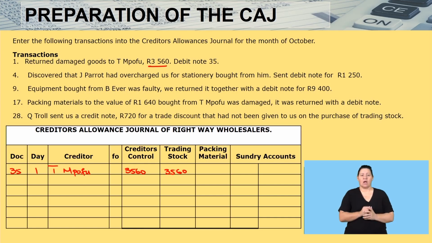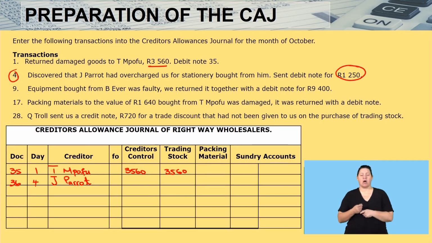And it reads, discovered that J. Parrott had overcharged us for stationery bought from him, and we sent him a debit note for 1,250. So I'm coming now. My document is going to be 36. And the day, as you see, it is the 4th. Now, the creditor is J. Parrott. Okay, J. Parrott. And then, how much do I bring to my creditors control?